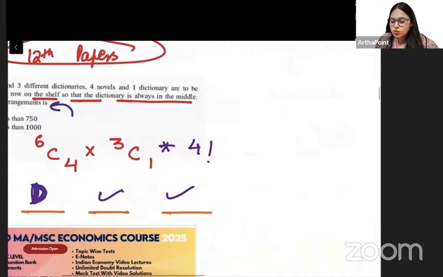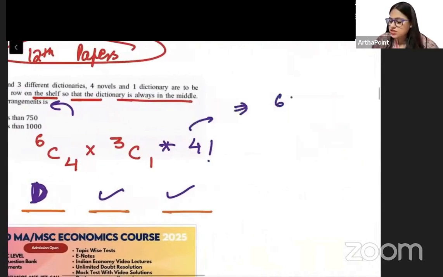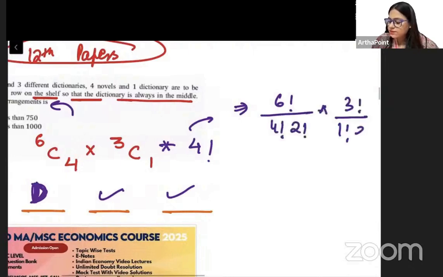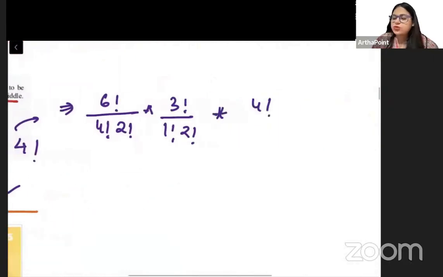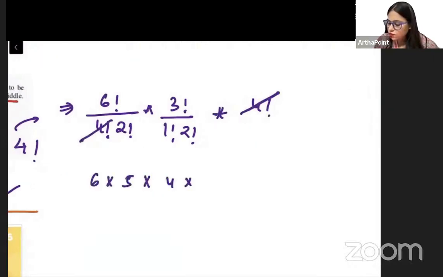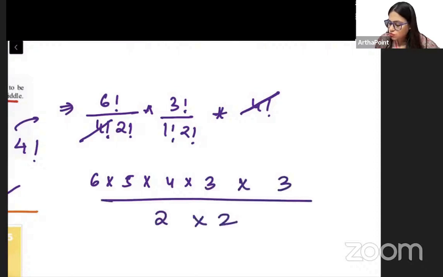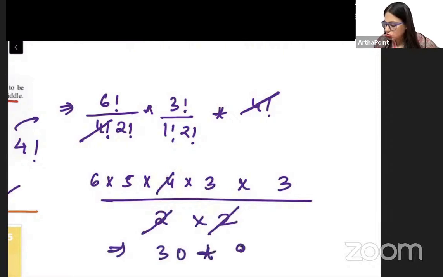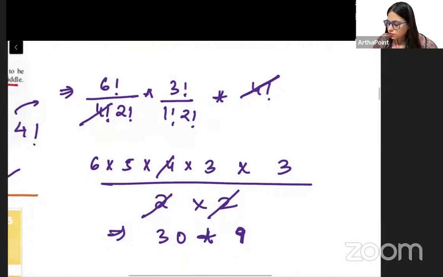So what will this answer come out to be, beta? So this answer will come out to be 6 factorial by 4 factorial, 2 factorial, 3 factorial by 1 factorial, 2 factorial into 4 factorial. Cancel, cancel. This is going to be 6 into 5 into 4 into 3 into 3 by 2 into 2. That means I will get this as 30 into 9.